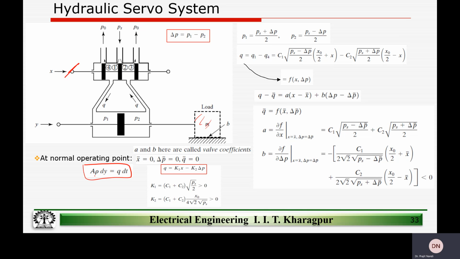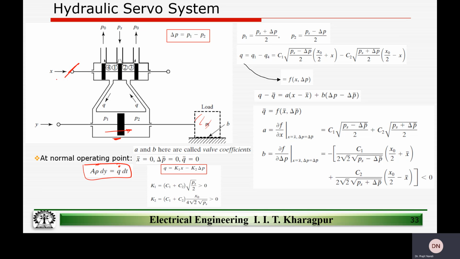So the area A, rho is nothing but the density, and dy is the movement of the piston on this side. So this is the volume of liquid, or fluid, that has displaced, and that displacement is given by, we can equate it with the flow rate multiplied by the delta T, right? This movement happens in a very small time, delta T.